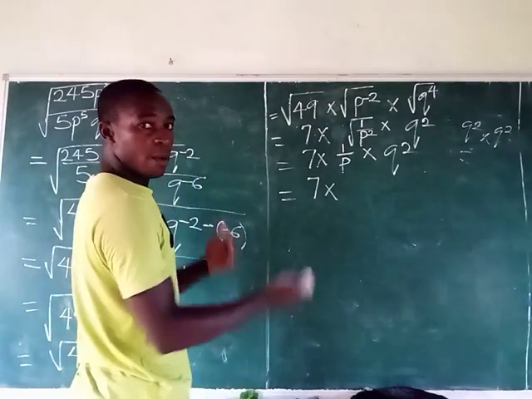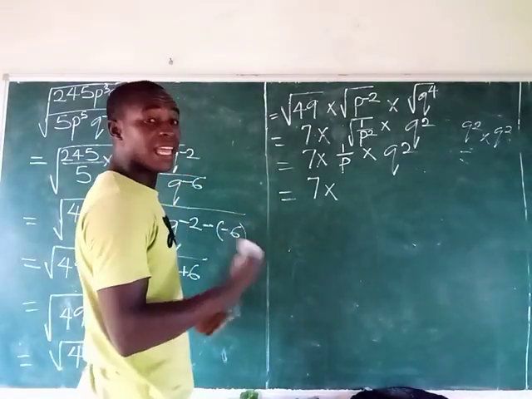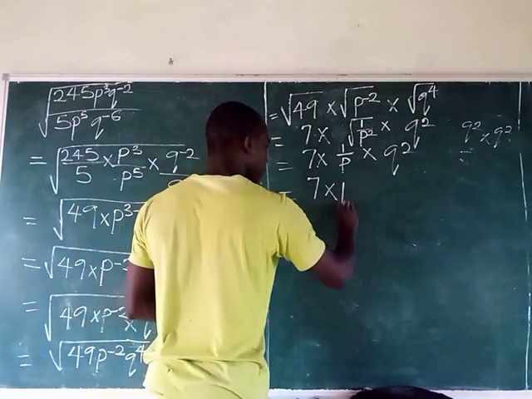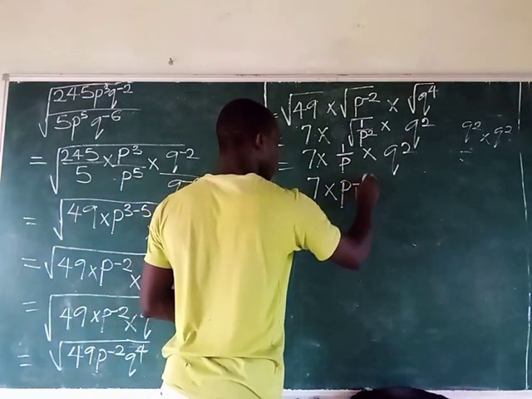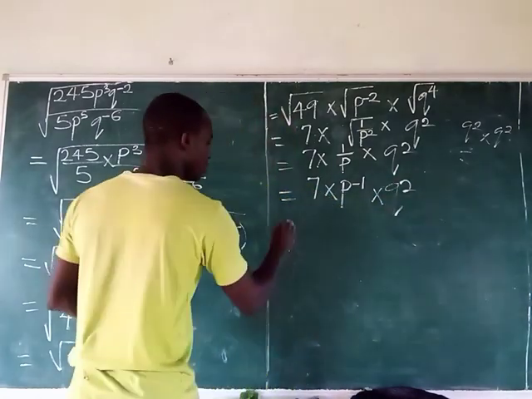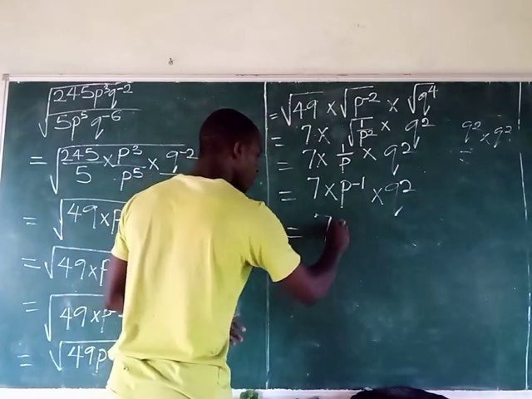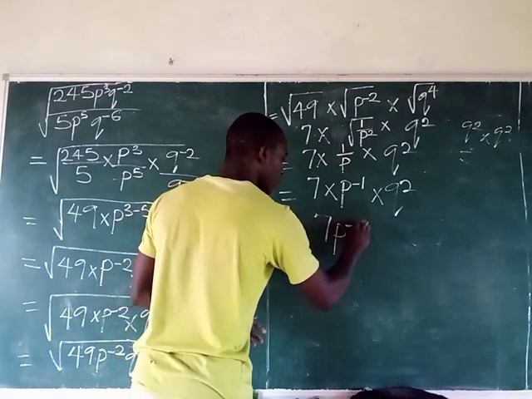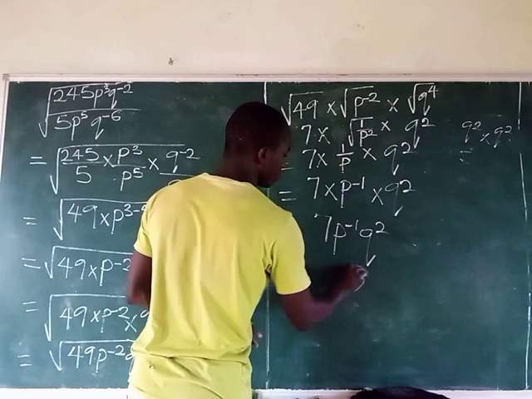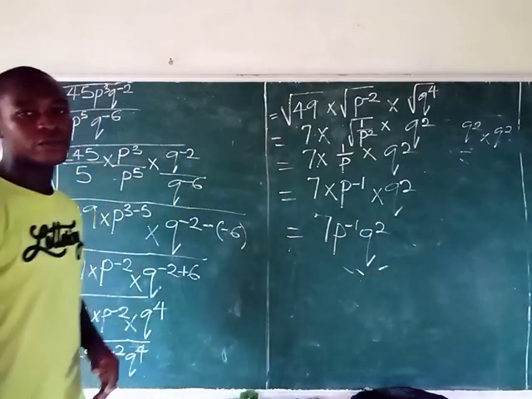So in essence, we can say that this is equal to 7 times. We can still make it in index form since we are dealing with the square root. And that would be P raised to the power of minus 1 times Q raised to the power of 2. And so we have 7 P raised to the power of minus 1, then Q raised to the power of 2. So that is the final answer.